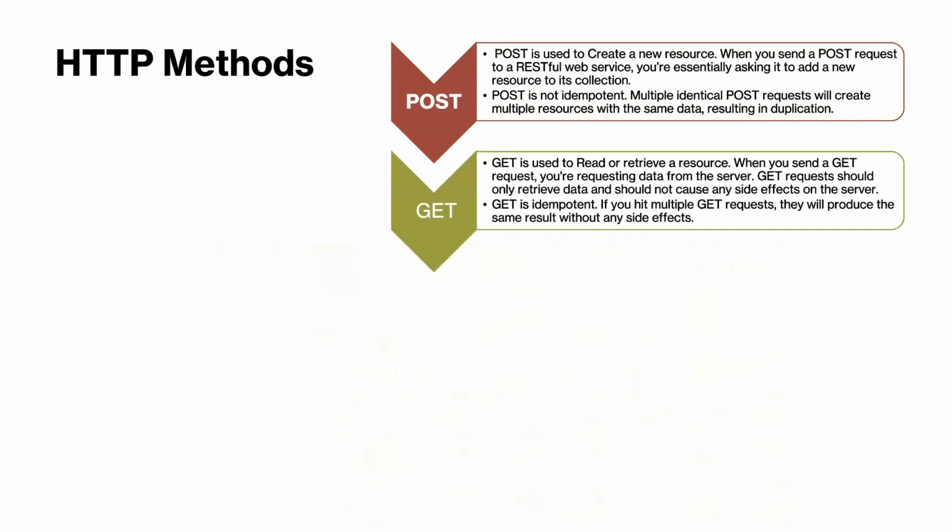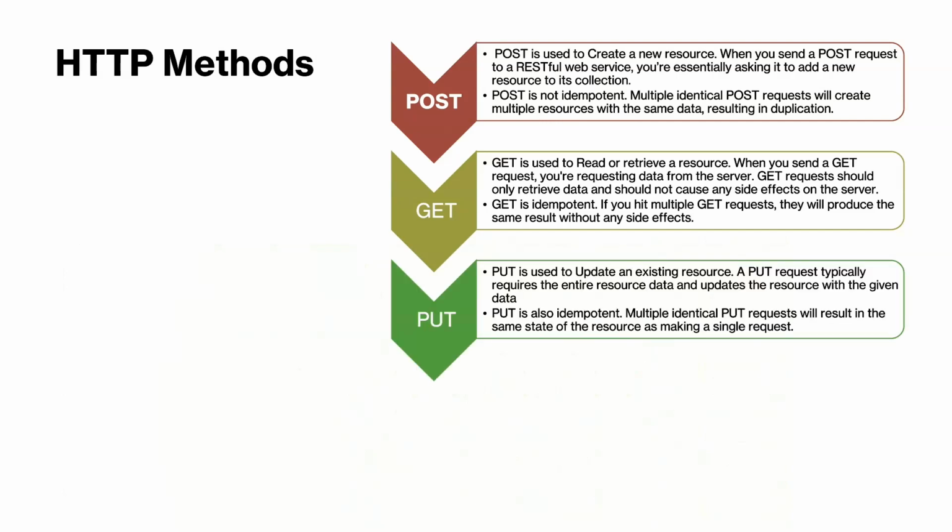GET is used to read or retrieve a resource. When you send a GET request, you're requesting data from the server. GET requests should only retrieve data and should not cause any side effects on the server. GET is idempotent. If you hit multiple GET requests, they will produce the same result without any side effects.